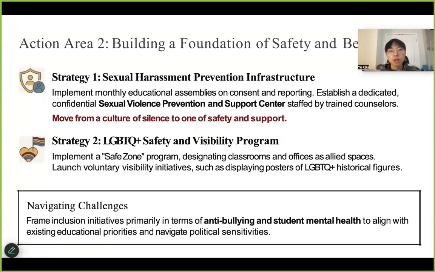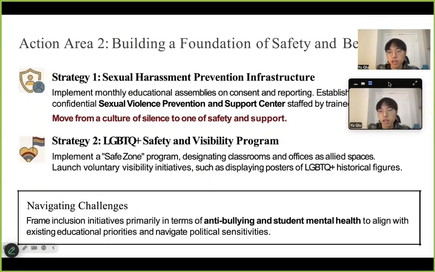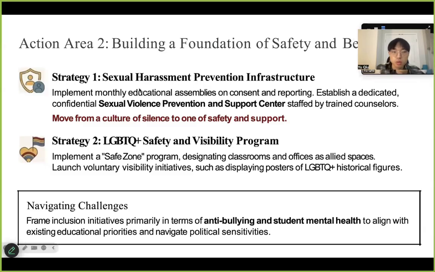Action area 2, building a foundation of safety and belonging. Strategy 1, we should create a sexual harassment prevention center in every school and implement monthly educational assemblies on consent and reporting. And this will help move from a culture of silence to one of safety and support.